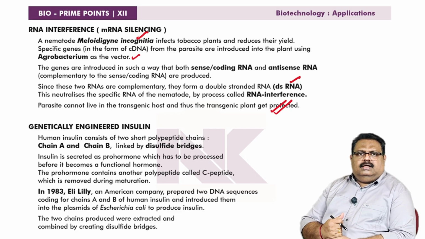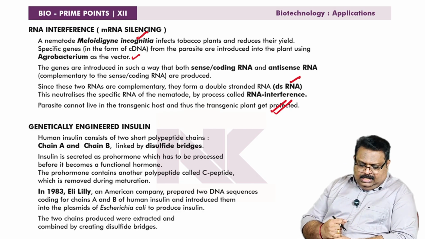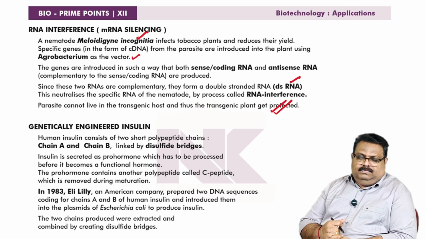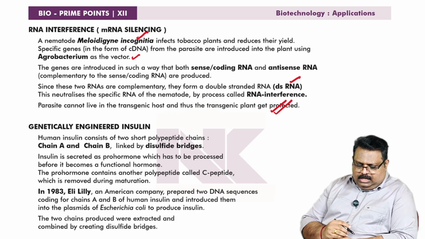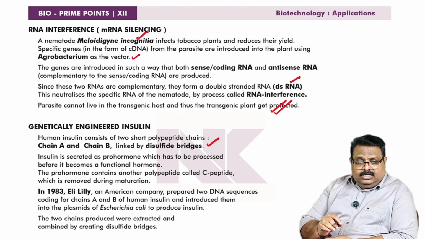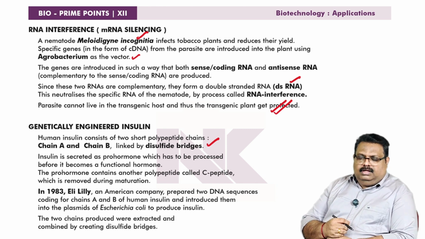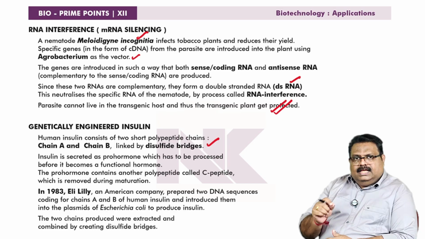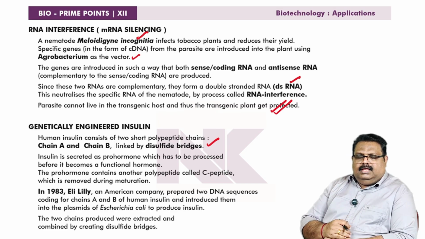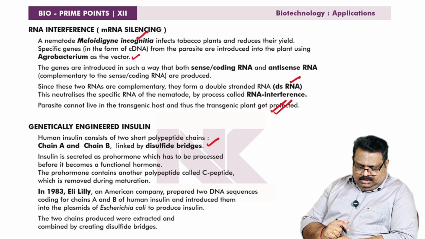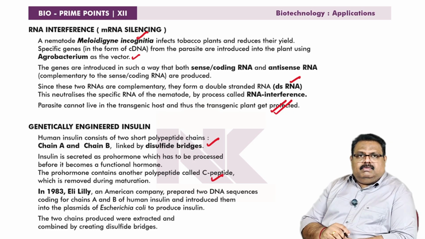Then another important biotechnological application in the field of medicine is the production of genetically engineered insulin. The human insulin consists of two short polypeptide chains, chain A and chain B, which are connected by disulfide bridges. That is the active form of insulin. But insulin is secreted as a prohormone, which has to be processed before it becomes a functional hormone. At the time of secretion, insulin consists of three chains, chain A, B and C. That is a prohormone, an inactive hormone. The prohormone contains another polypeptide called C peptide, which is removed during maturation.